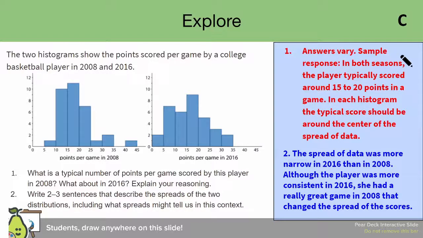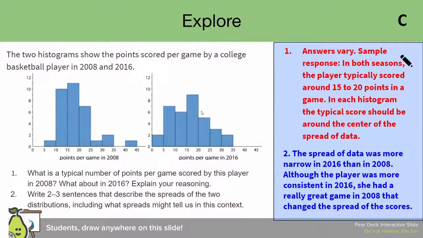If you said the spread of data was more narrow in 2016 than in 2008, although the player was more consistent in 2016, she had a really great game in 2008 that changed the spread of scores. If this is what you said, then you are correct. Remember, there's many ways you can phrase this answer, but this is one of the correct ones. We can see that in 2016, the majority of the scores were pretty much all clustered together. However, in 2008, we have this one game where our athlete scored between 40 to 45 points.